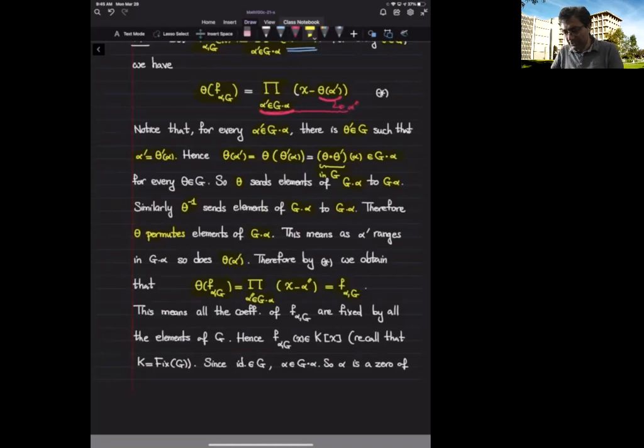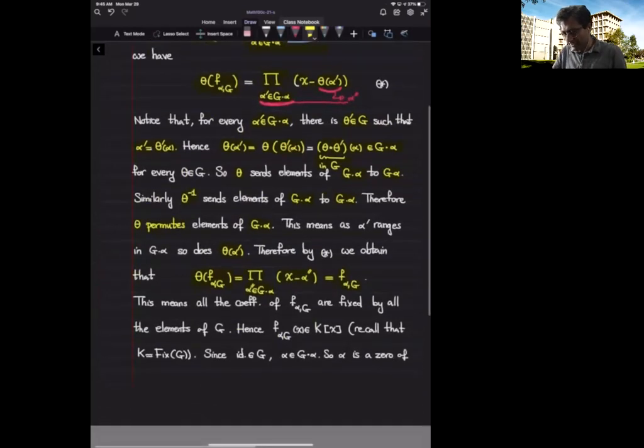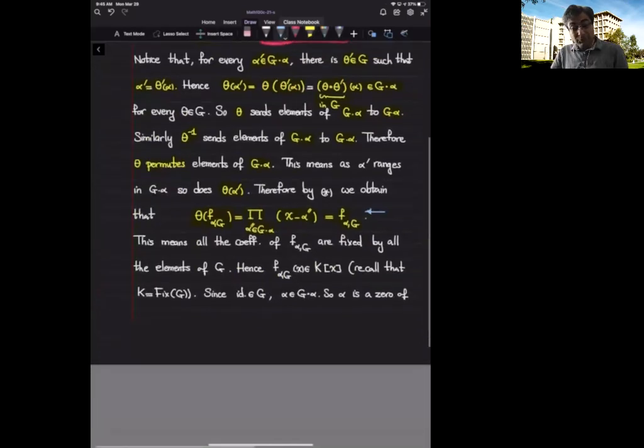alpha comma G. You see, this was the product of these linear factors as alpha prime was ranging over the G orbit of alpha. I'm getting the same thing over here. So altogether, what did I end up getting? I showed that f sub alpha comma G is fixed under the action of the elements of the group G.